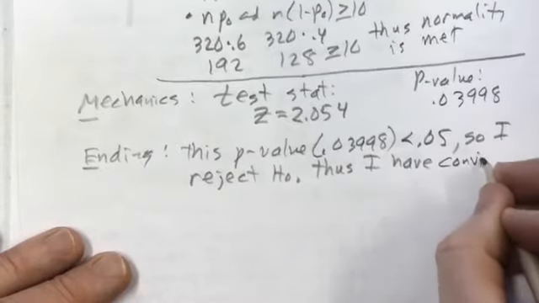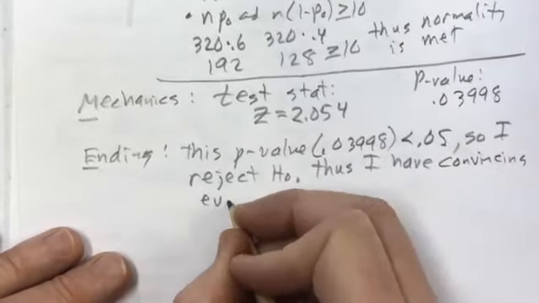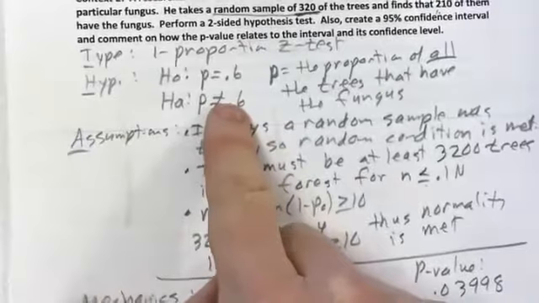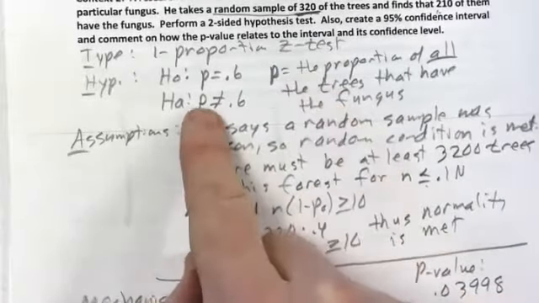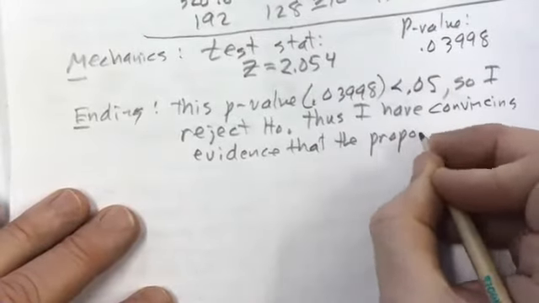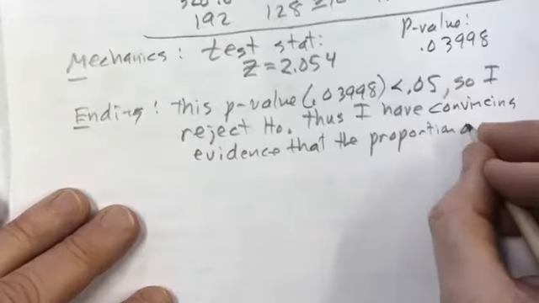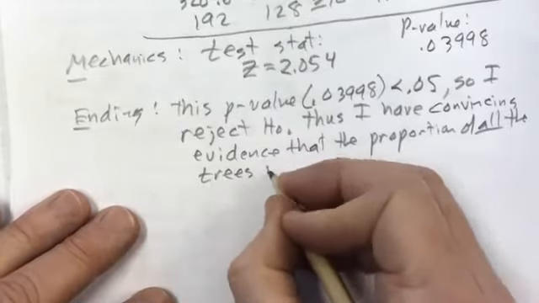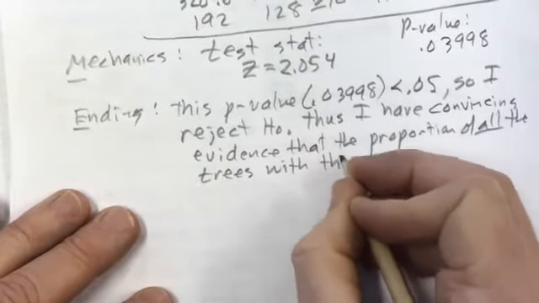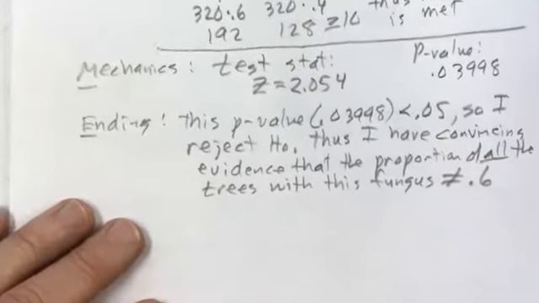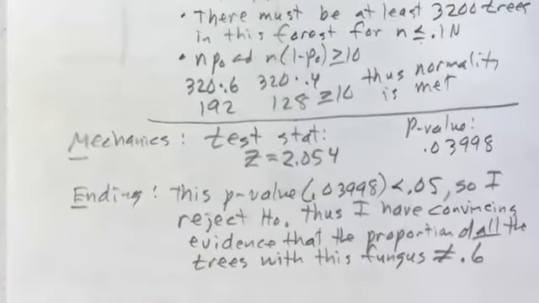Thus, I have convincing evidence that, and then you restate the alternative in context: the proportion of all the trees with this fungus is not equal to 0.6. That's how you do a one proportion z-test, and that's the heart of the chapter, okay? That's the heart of the chapter.